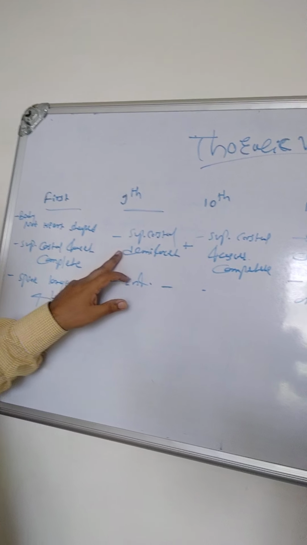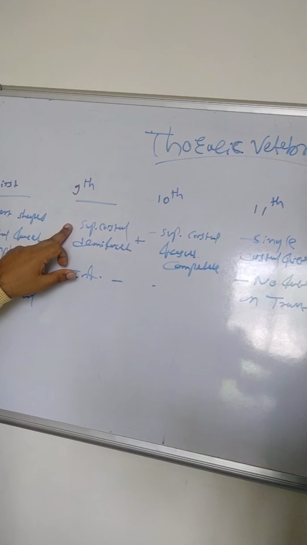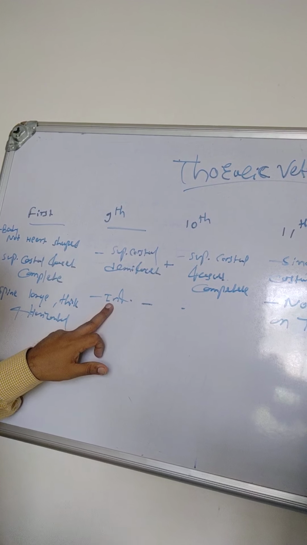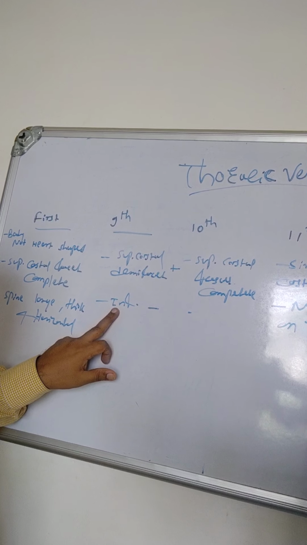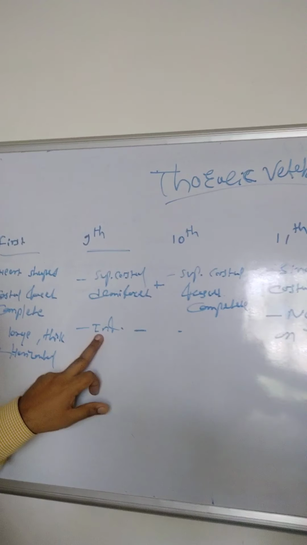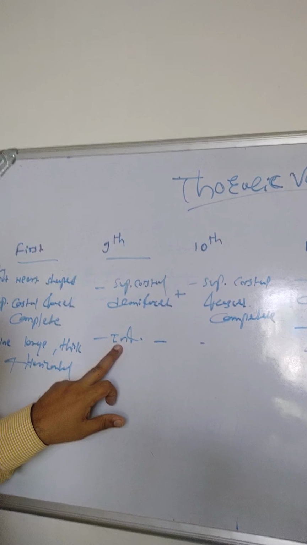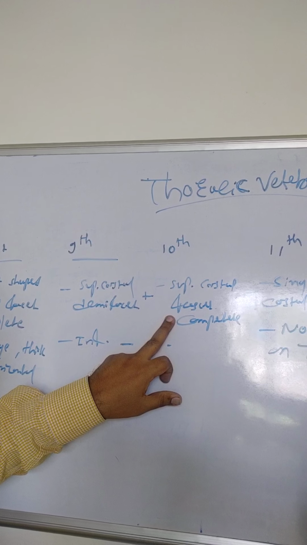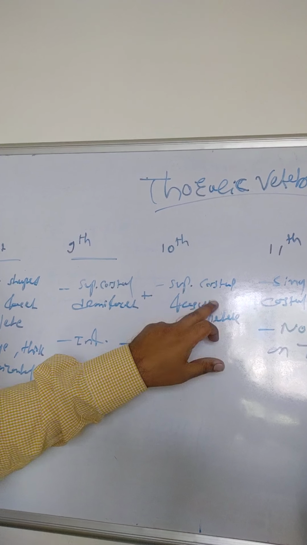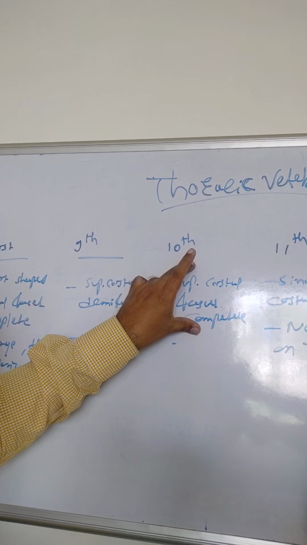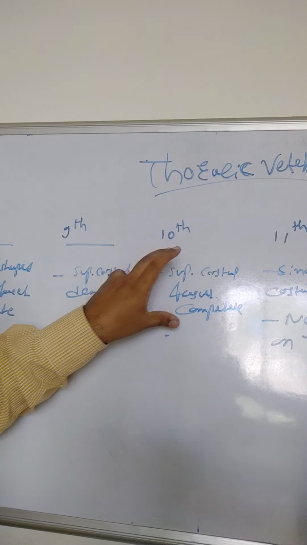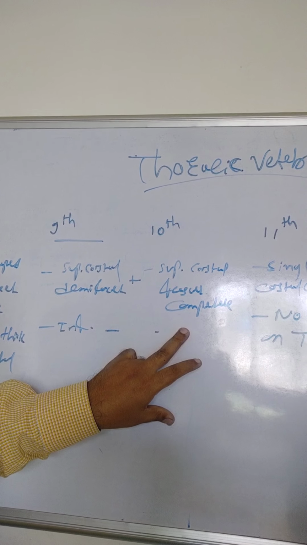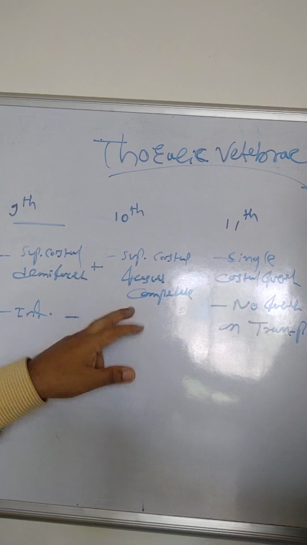Then second, the 9th thoracic vertebra has a superior costal demifacet only, but it has no inferior costal demifacet. This is the difference. It has no costal facet inferiorly, but the superior costal facet is there, which is a demifacet. Now the 10th thoracic vertebra has a superior costal facet, but it is complete, like the first thoracic vertebra. The remaining features resemble the typical thoracic vertebra. The spine is directed downward. That's why this one is different.